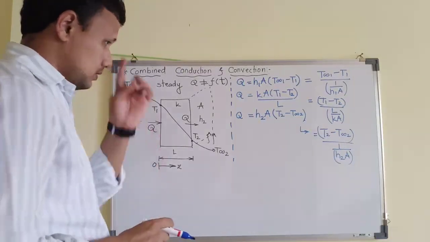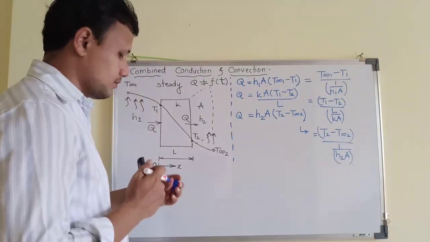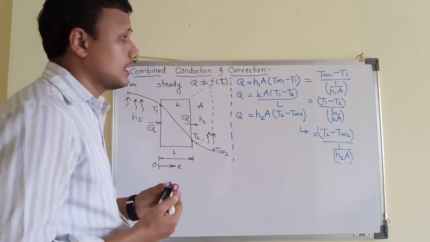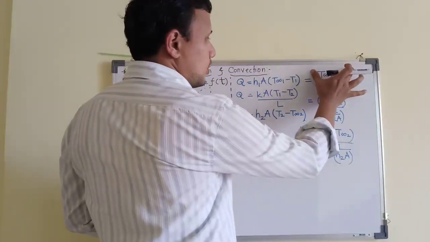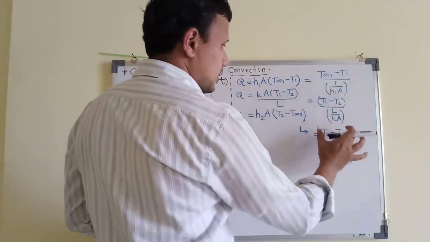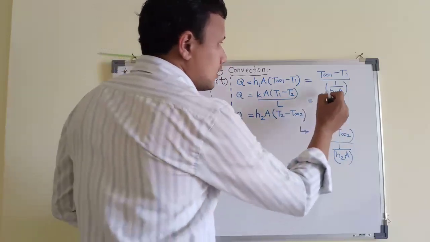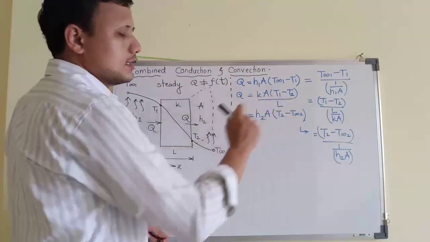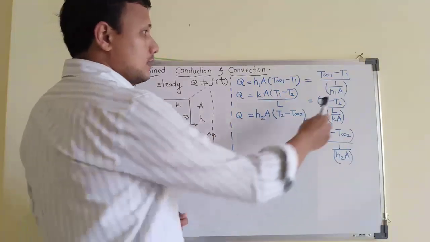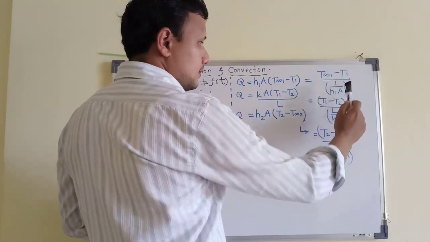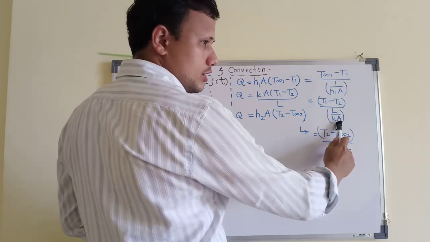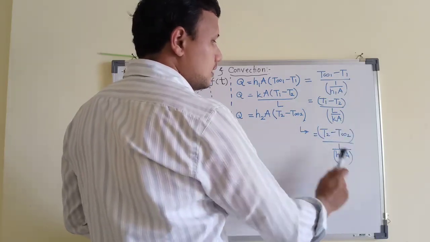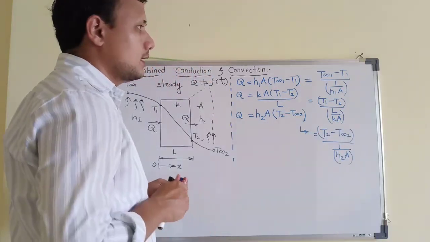Now what we observe over here, according to our electrical analogy philosophy, this is the potential for heat transfer, while the quantity in the denominator opposes the rate of heat transfer. So it is nothing but the thermal resistance. This is thermal resistance of convection type, thermal resistance of conduction type, thermal resistance of again convection type. So we will mark them as well.